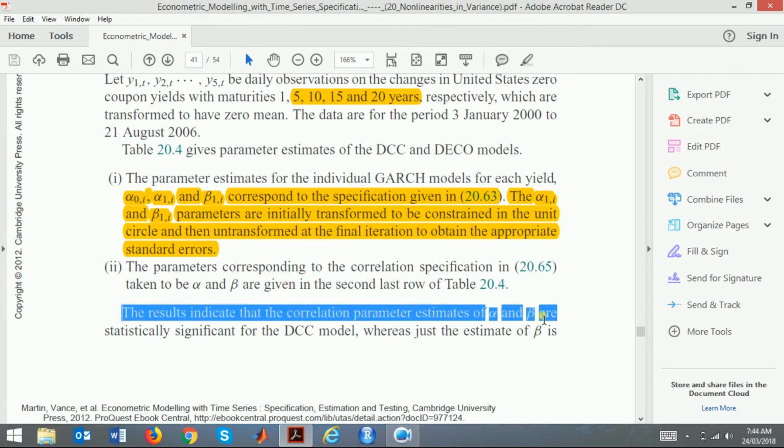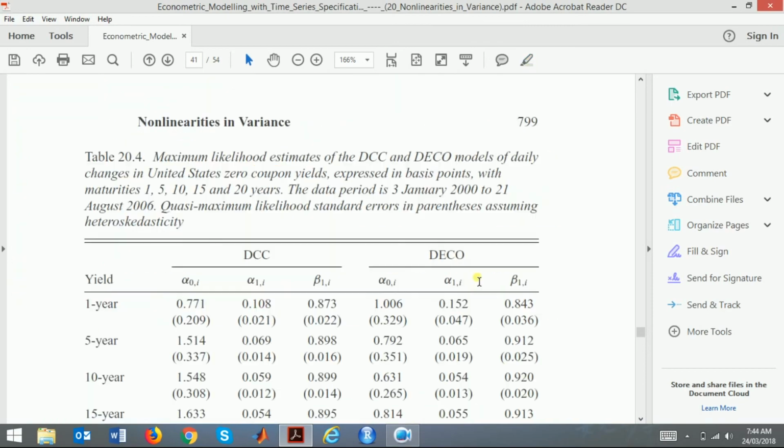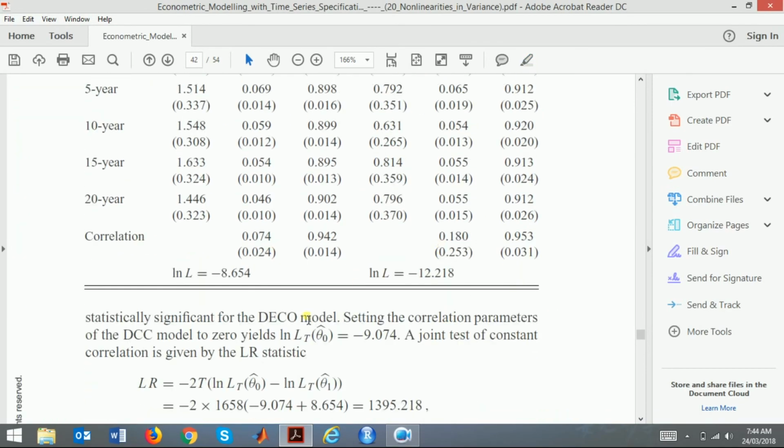The result is that the correlation parameters alpha and beta are significant for the DCC model, whereas for the DECO model just the estimate of beta is significant. So alpha and beta across variables are significant, but for DECO just beta is significant, which means the GARCH is significant across time.